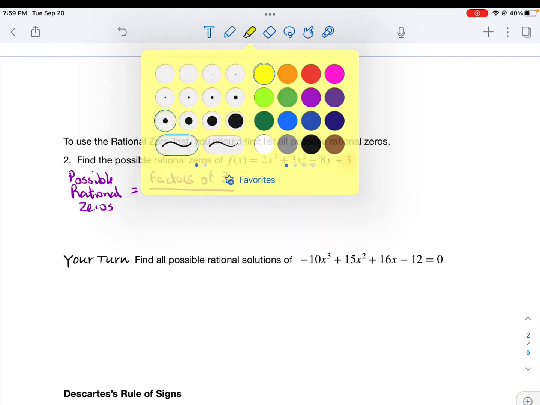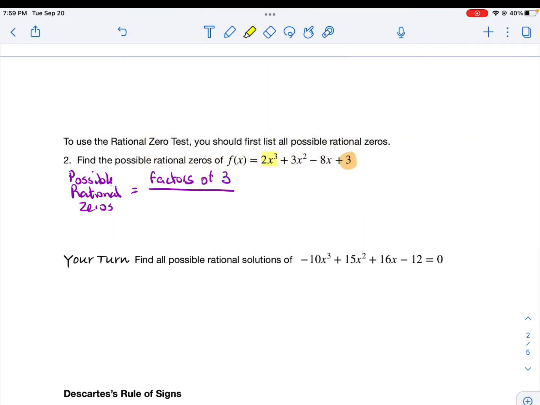and I'm going to divide it by my factors of my leading coefficient. And my highest degree is x cubed here, so my leading coefficient will be 2. So I'm going to find the factors of 2. Okay, factors are all pairs of numbers that multiply together to equal 3. So that's just 1 and 3, or -1 and -3. So plus or minus 1 and plus or minus 3. And for 2, all the factors are plus or minus 1 and plus or minus 2.